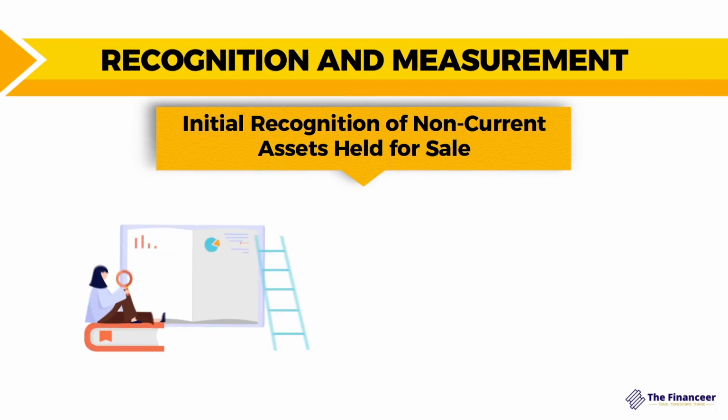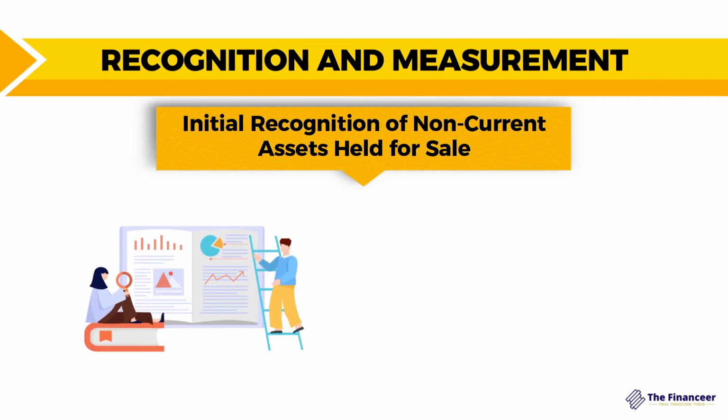Welcome to the third module of our IFRS number 5 e-learning course. In this module, we are going to explore the recognition and measurement aspects, including the initial recognition of the non-current assets held for sale, the measurement of these assets at fair value less cost to sell, and the recognition and measurement of the discontinued operations.